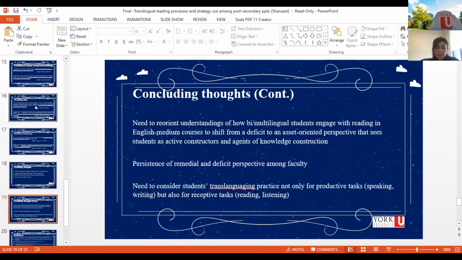In that case, we need to reorient our understanding of how bi- and multilingual students engage with reading in English-medium courses, to shift from a deficit to an asset-oriented perspective that sees students as active constructors and agents of knowledge construction. Given the persistence of remedial and deficit perspectives among faculty, we also need to consider students' translingualizing practice not only for productive tasks like speaking and writing, but also for receptive tasks like reading and listening.